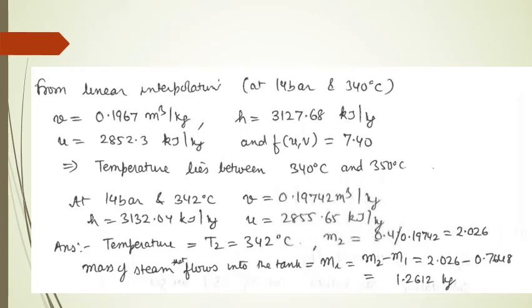Okay, so M2 is equal to 0.4 upon 0.19742, which is the value of V2 for 342 degrees Celsius. We get the value of mass M2 as 2.026. So the mass of steam that flows into the steam will be equal to Mi, and since Mi is equal to M2 minus M1, we get the value of Mi as 1.2612 kilogram.